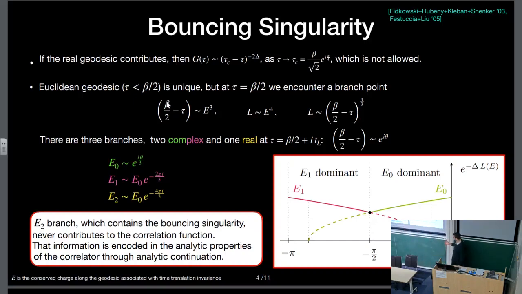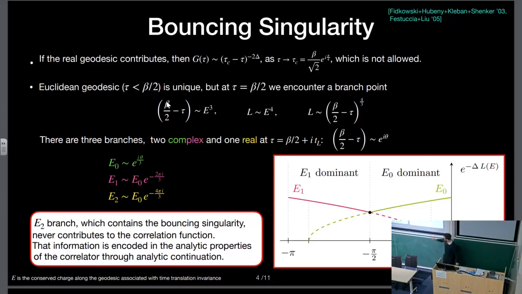So the upshot of this is that the E2 branch, which I label here E2 for reasons which are not important here, which contains the information about the black hole singularity, actually never contributes. Not even if it's subleading, it never contributes. It doesn't lie on the contour. So the information is still available through analytic continuation from the other 2 branches, but it's subtle.